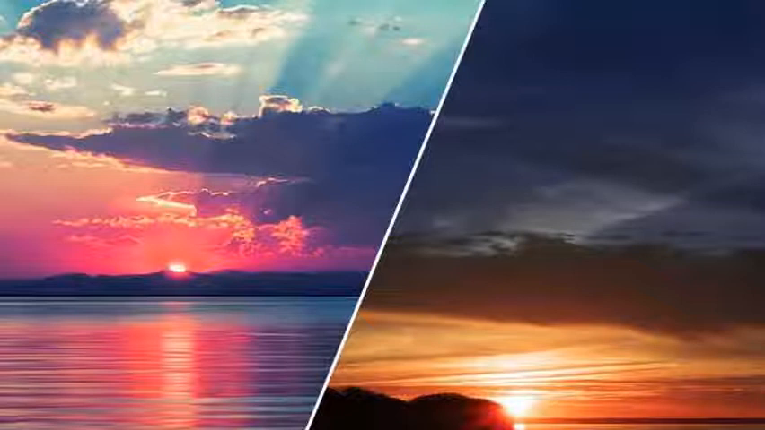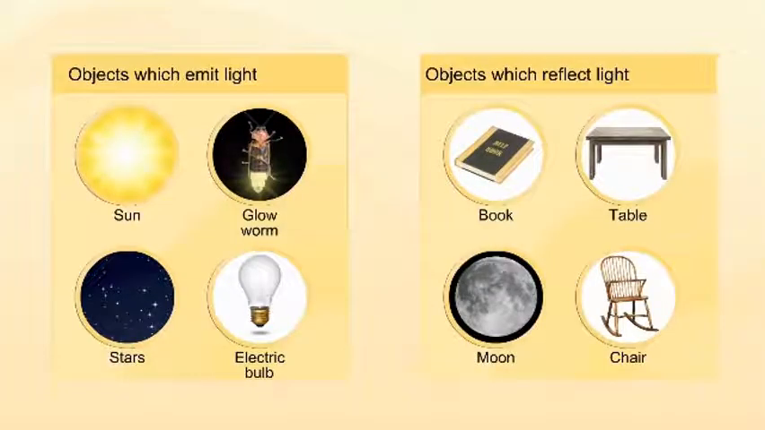The sun is the main source of light on the earth. When the sun rises, it is day, and when the sun sets, it is night. So what is light? Light is a form of energy that enables us to see the objects. We people are able to see the objects only due to light. When light falls on an object, we can see the object.